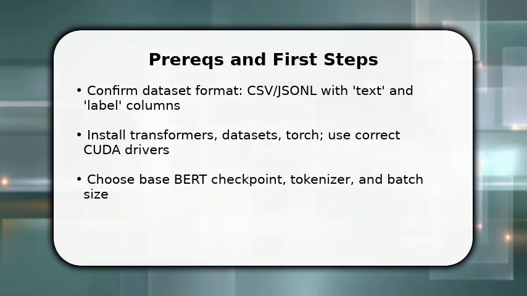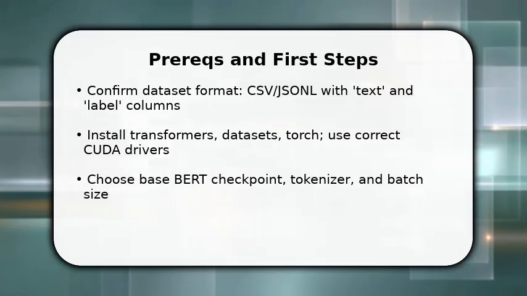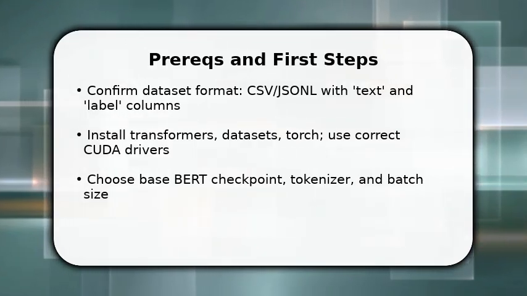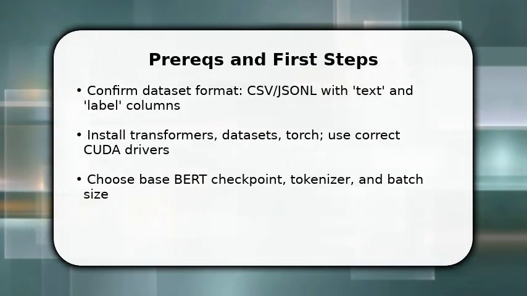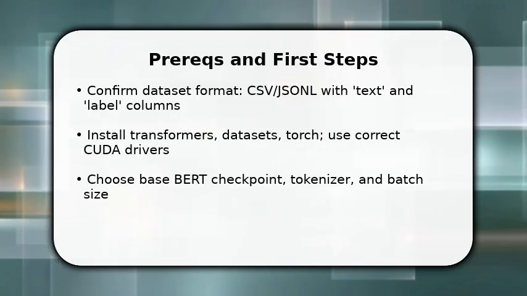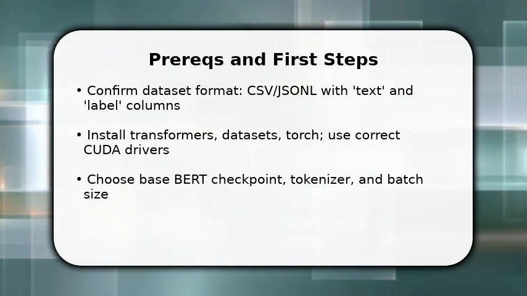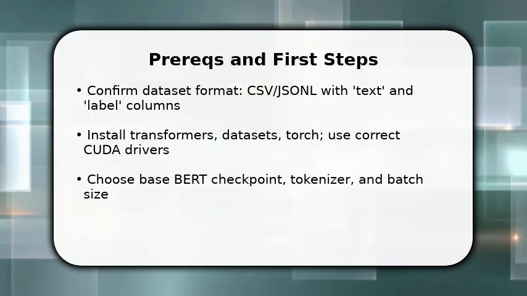You start by verifying your labeled dataset and selecting a BERT-based checkpoint. This matters because tokenization shapes input length and memory. Once done, install transformers, datasets, and torch with CUDA support so training uses the GPU.